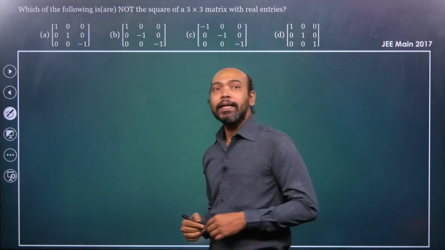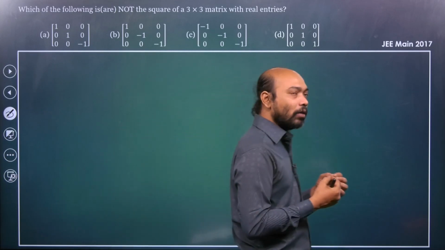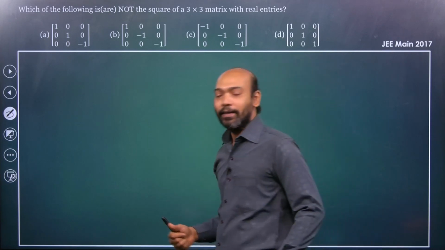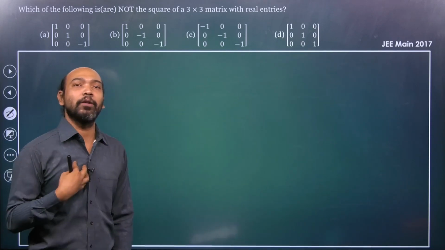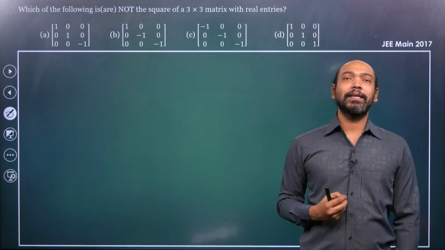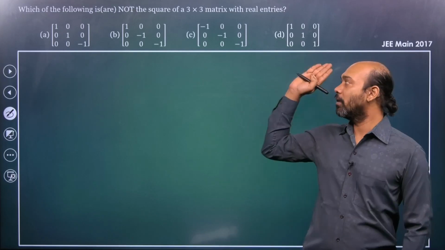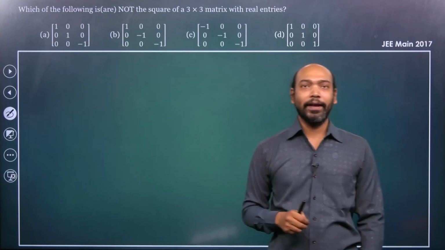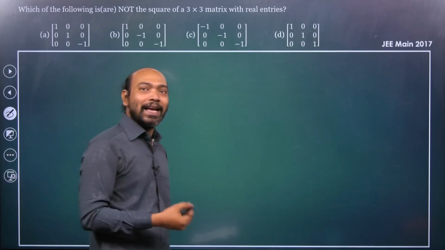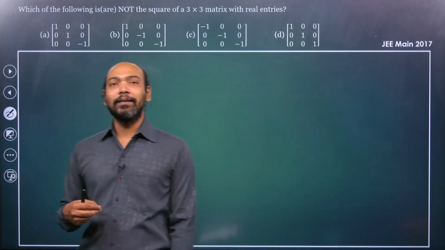Hi all. In this particular problem, we are asked to find out which of these matrices cannot be A square, right? That's the problem. Suppose we are given a 3 cross 3 matrix A. Now A into A will be A square, and that cannot be equal to these matrices. So you have to identify which matrix cannot be the square of any real matrix.